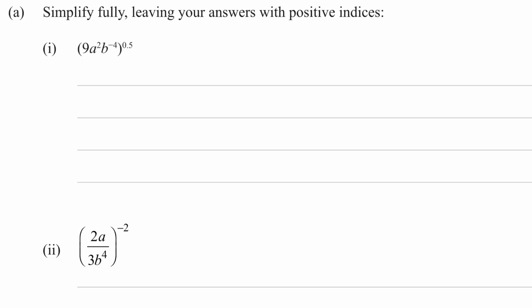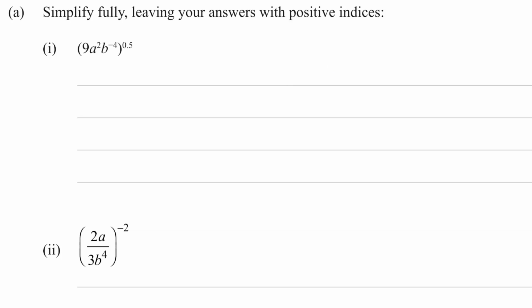We have some powers here. We've got to use our power rules to simplify these expressions. And in this case, it says leave them with positive indices. So that means if our final answer had a negative index or power, we would be wrong. So we do need to check that at the end.